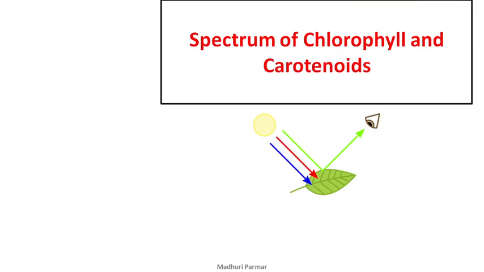Now let us talk about the spectrum of chlorophyll and carotenoids. Spectrum is what wavelength of light they absorb, and what kind of properties they have.